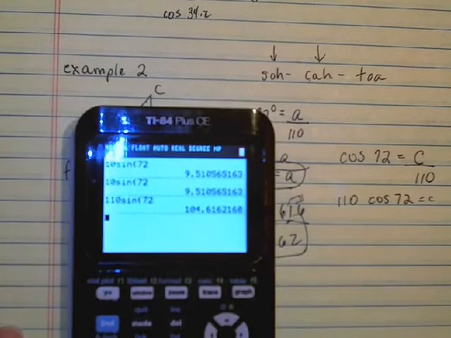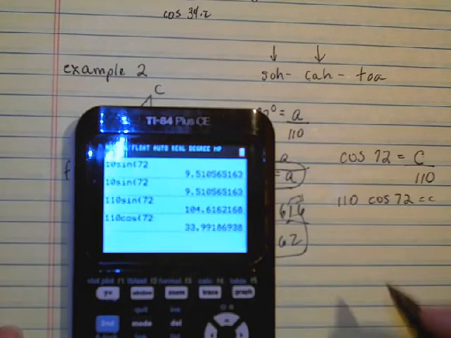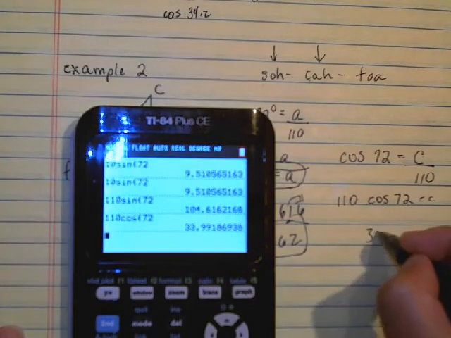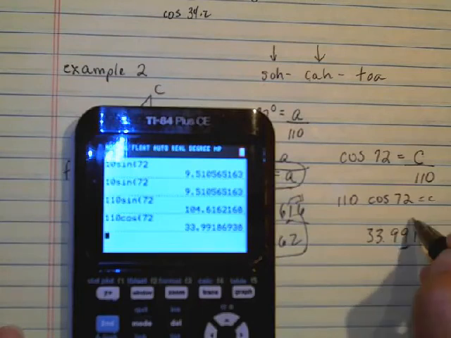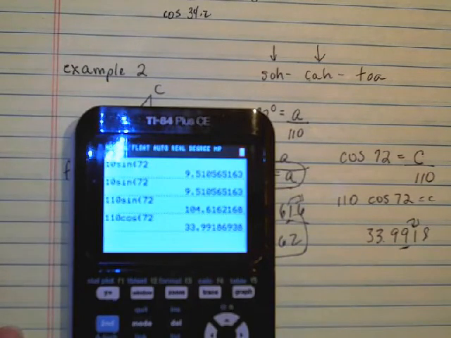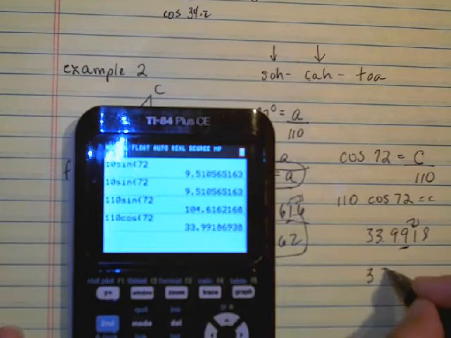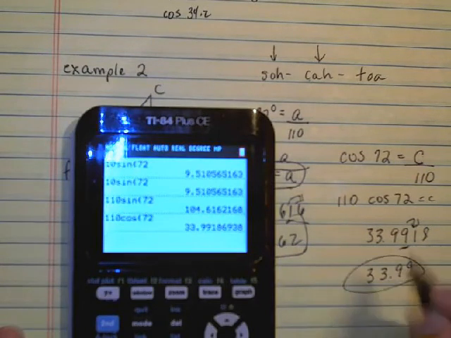So at this time, I'm going to type in 110 cosine 72. And I get 33.9918. So here's the 9. I look backwards. 1 does not make this round up. So it's 33.99.